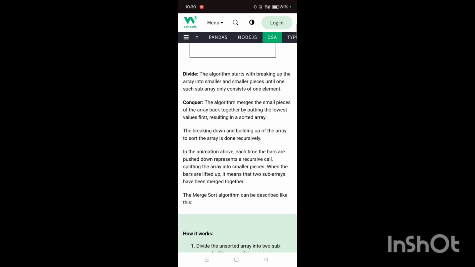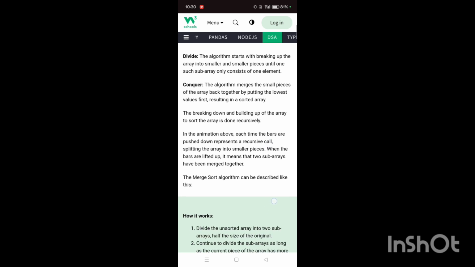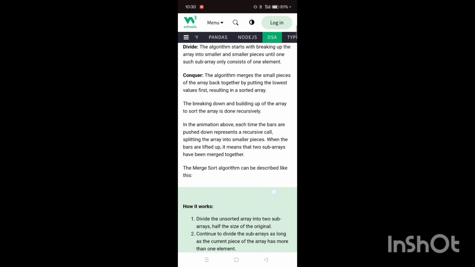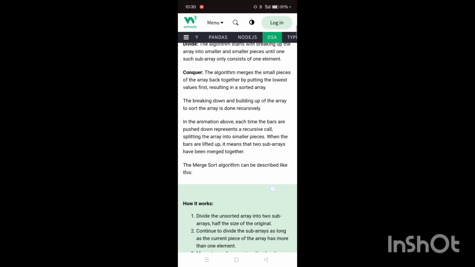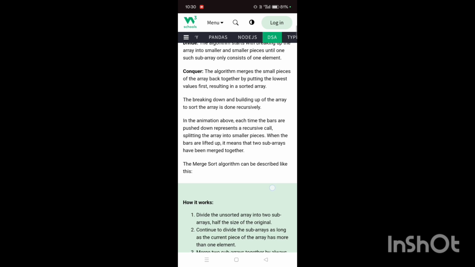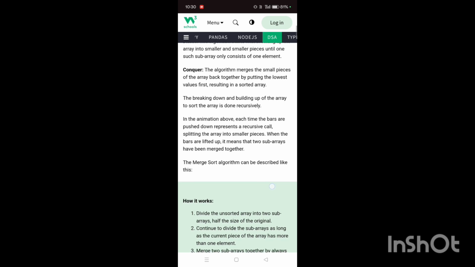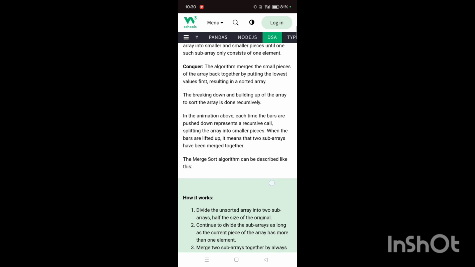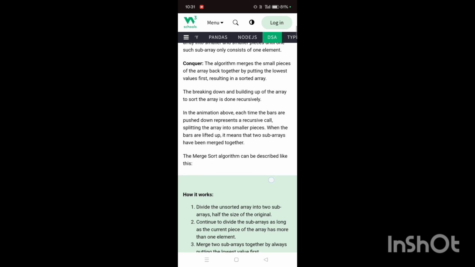The breaking down and building up of the array to sort it is done recursively. In the animation above, each time the bars are pushed down, it represents a recursive call splitting the array into smaller pieces. When bars are lifted up, it means two sub-arrays have been merged together.